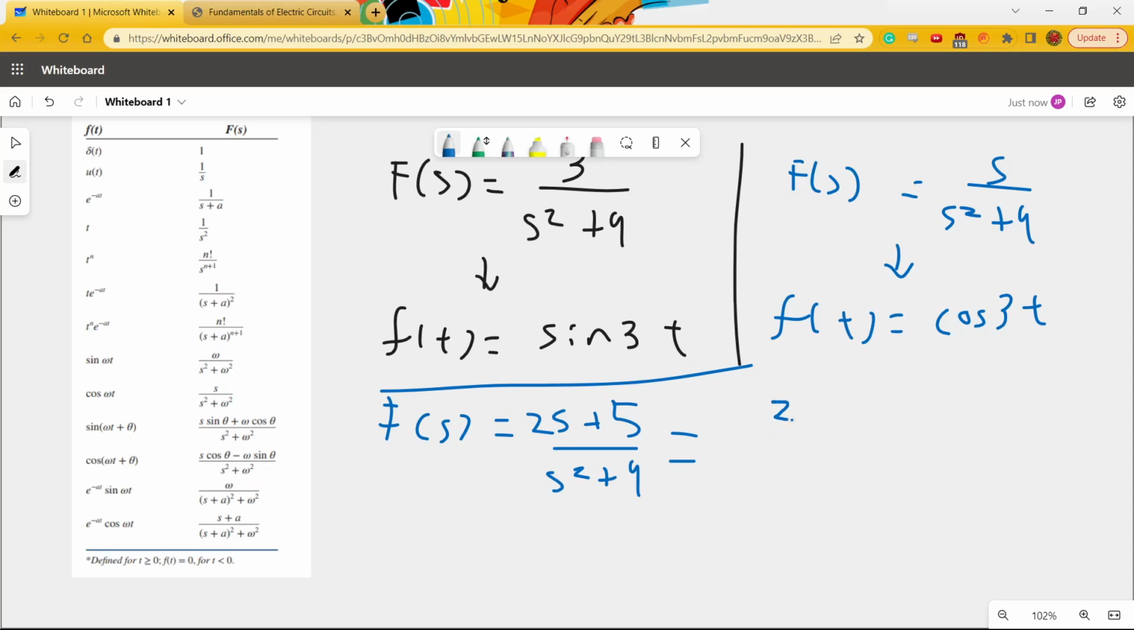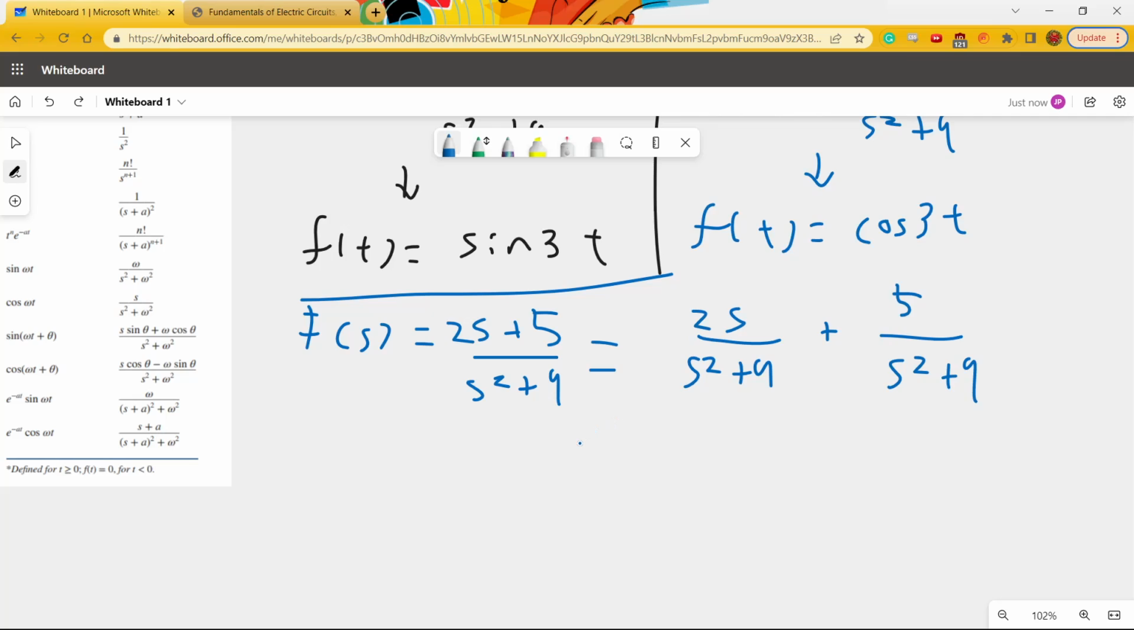Step 1 is to split this into 2s over s squared plus 9 plus 5 over s squared plus 9. You see that this is a little closer to the table because we have a term which only has s in the numerator and a term that only has the constant in the numerator. But for sine, the constant here needs to be 3, not 5. And for cosine, we just need s, not 2s. You may be able to guess what we need to do.